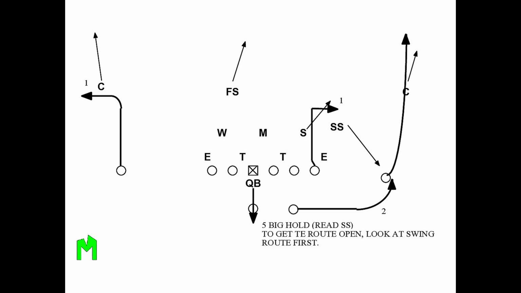This diagram for the inside sideline read shows a 5 big step drop, with the quarterback reading the strong safety. The QB looks at the swing route initially to draw the defender, then targets the sideline route, often run by the tight end, as the primary option once the coverage shifts.